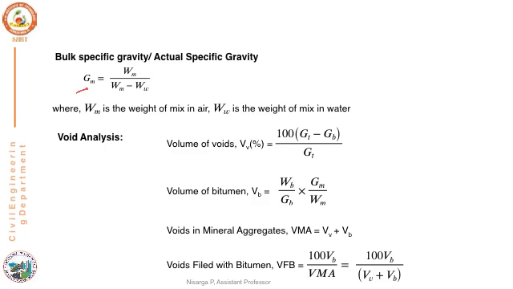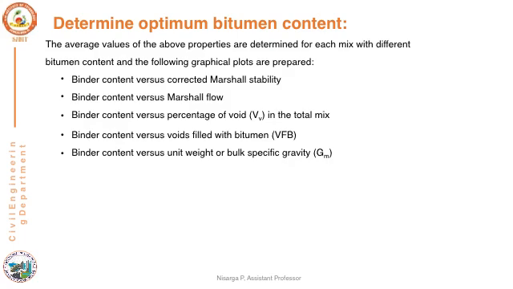To determine that, you take the weight of the compacted specimen in air and in water. So the ratio of WM divided by WM minus WW, where WM is the weight of the mix in air and WW is the weight of the mix in water. By determining that, we will get the actual specific gravity. Then go on to the voids analysis. Determine the volume of voids, volume of bitumen, volume of mineral aggregates, and voids filled with bitumen using these expressions. Once the volumetric analysis is done, the next step is to determine the optimum binder content.